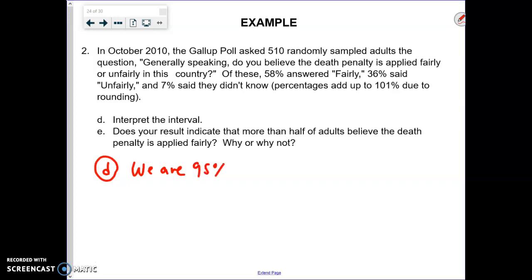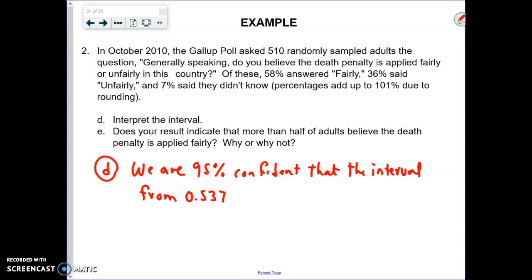95% confident that the interval from 0.537 to 0.623 contains the population proportion.